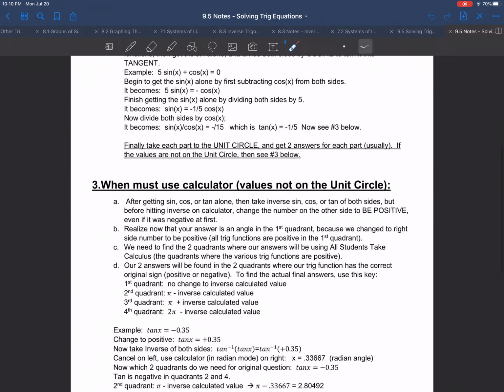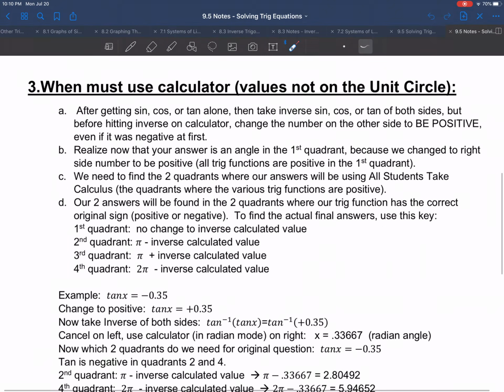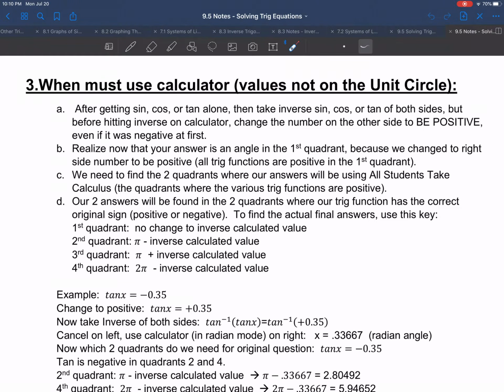That's where we got to go, number 3. Because the value, that's not going to be 0.21. It's not going to be on the unit circle. So after getting sine, cosine, tangent alone, right, this is using a calculator, then take the inverse sine, cosine, tangent of both sides. But before hitting the inverse, change the number on the other side to be positive, even if it was negative at first.